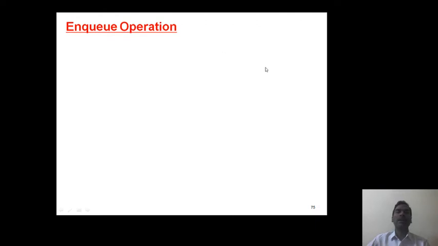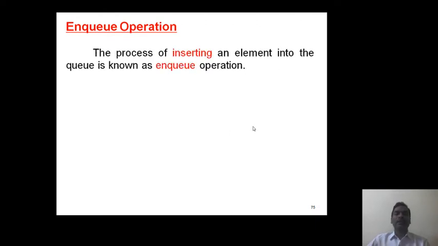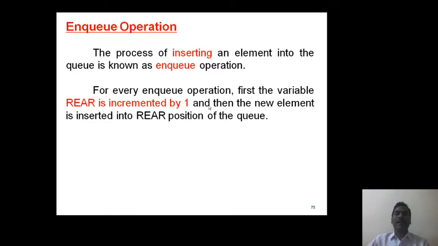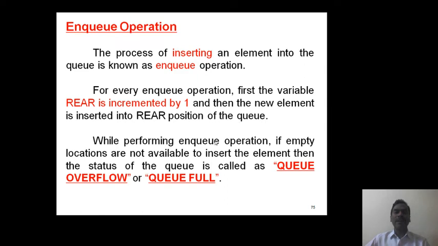Here the first operation, enqueue operation. The process of inserting an element into the queue is known as the enqueue operation. For every enqueue operation, first, the rear variable is incremented by 1 and then the new element is inserted at the rear position of the queue. While performing the enqueue operation, if empty locations are not available, then the status of the queue is referred to as queue overflow or queue full.